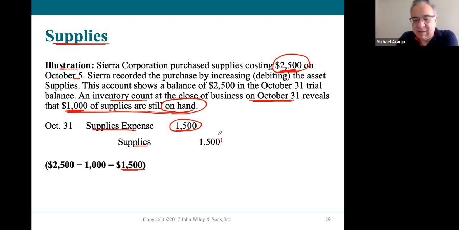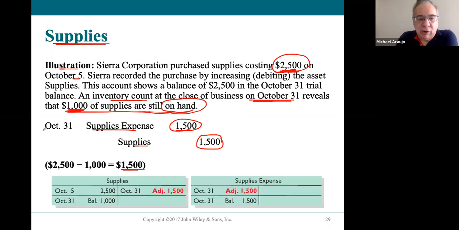Crediting the asset account means you're lowering the balance in that account to show what you really have. You have $1,000 in that account. That will get you there. That's the journal entry. Once you actually post it in the ledger, you'll see supplies would be an adjusted balance of 1,000 because that's exactly what you have.